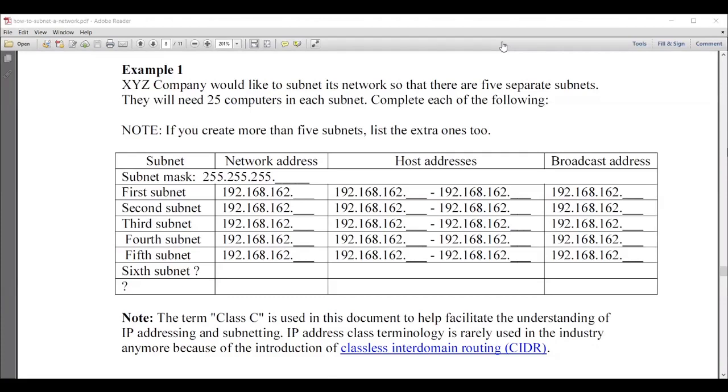So has anybody found the net mask of this subnetted network? You can type in the chat box so I can see whether it is correct or not.